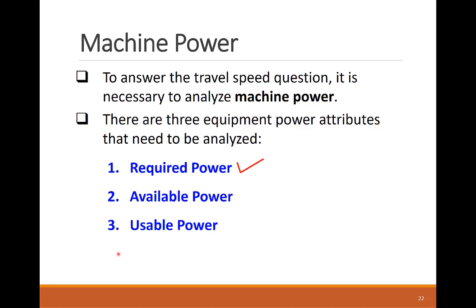So in this video, we covered the calculations for the required power to overcome the total resistance forces the equipment faces on a project site. We will cover in the next video how to counter this required power with the available power from the equipment and check how much of it is actually usable.